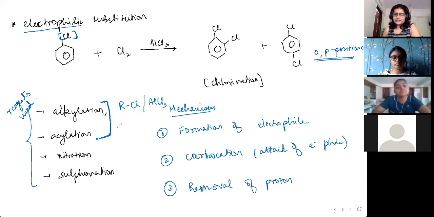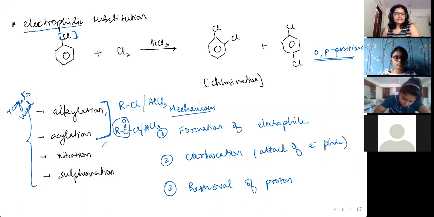Acylation is the same, just that you have an acyl group, C double bond O Cl, and the same AlCl3. Again, AlCl3 takes away Cl minus, so you will have RCO plus as your electrophile. So this particular part gets attached.